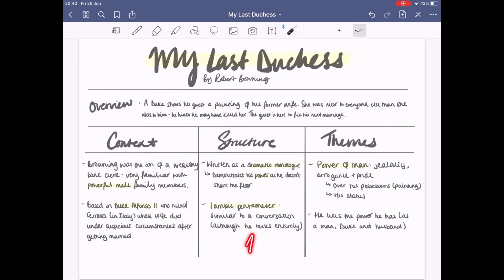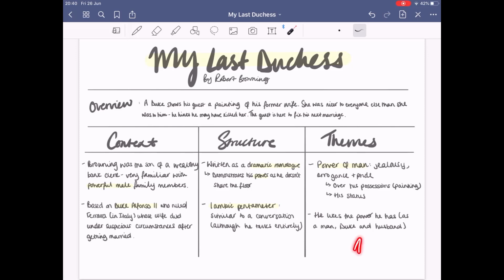So in terms of structure, it's written as a dramatic monologue, which demonstrates his power, as he does not share the floor when he's talking. Like, he's talking at the guest rather than to the guest. It also has an iambic pentameter, which is similar to a conversation, even though he's the one who talks entirely.